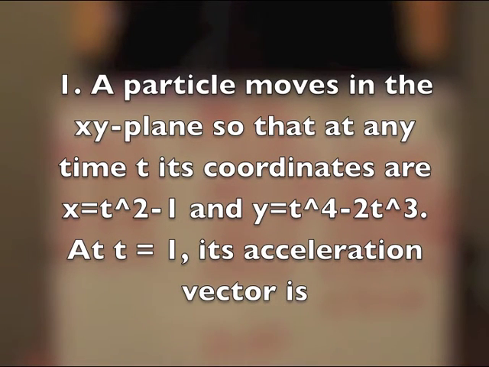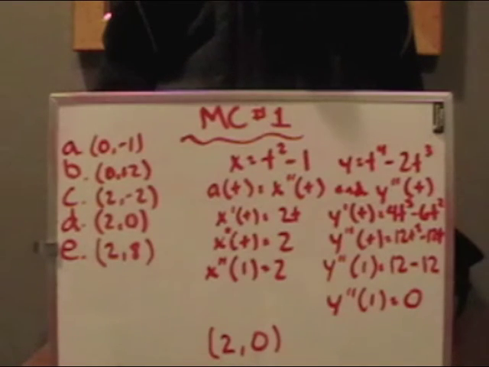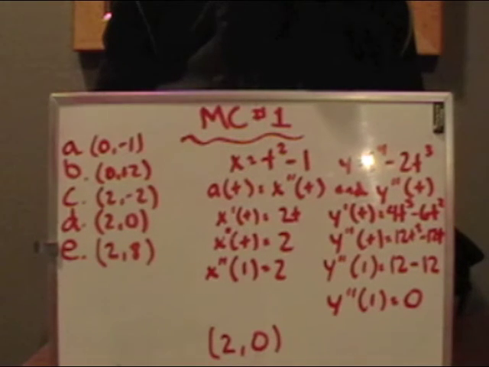Alright, now we're on the first multiple choice question, and it says a particle moves in the xy plane so that at any time its coordinates are x equals t squared minus 1 and y equals t to the 4th minus 2t cubed, and it asks us to find the acceleration vector at t equals 1. So acceleration is the second derivative of both x of t and y of t. So we have to find the second derivative of x of t and y of t.